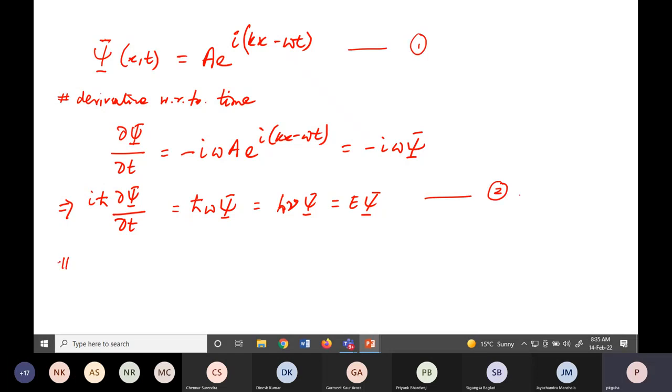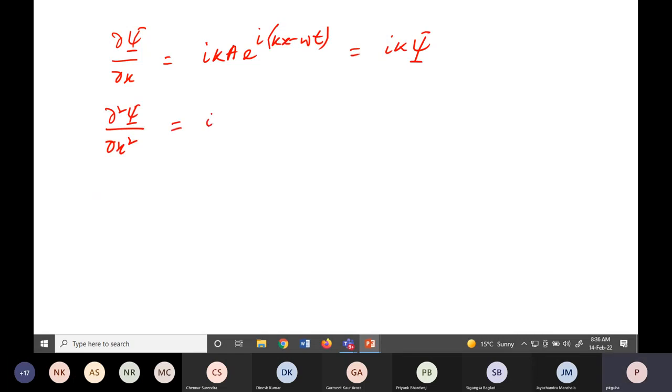What about the other one? The other one is the derivative with respect to x. Okay, so if you take the derivative of equation 1 with respect to x, you will get del psi del x, that is i k A e to the power i(kx minus omega t), right, which is equal to i k psi. You take another second order derivative of this.